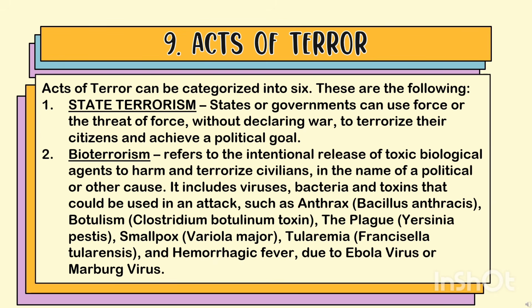Acts of terror can be categorized into 6. These are the following. First one, state terrorism. States or governments can use force or the threat of force without declaring war to terrorize their citizens and achieve a political goal.